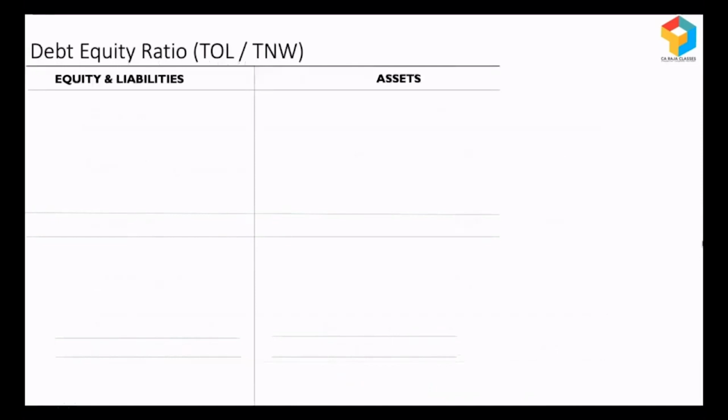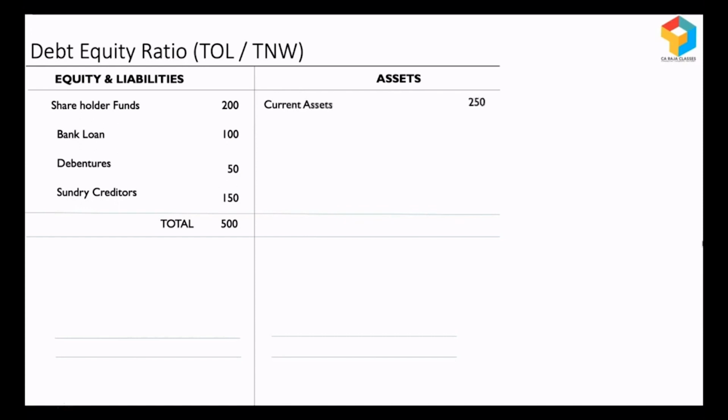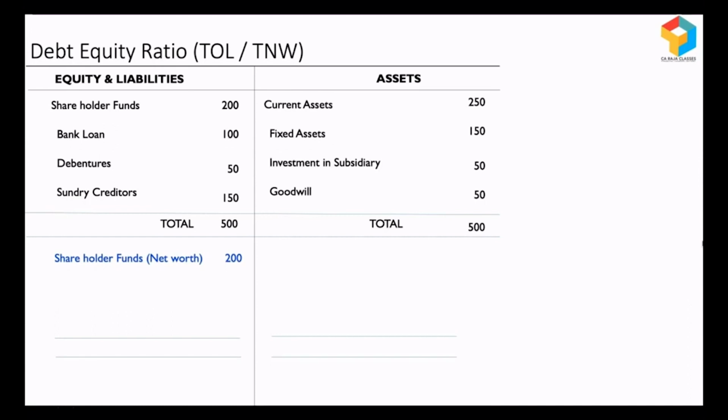So this is one sample balance sheet I'm using. Look, there are shareholder funds 200, bank loan 100, debentures 50, sundry creditors 150, so total is 500. And on the asset side you have current assets 250, fixed assets 150, investment in subsidiary 50, goodwill 50, so total is 500. Now with this balance sheet, let's first calculate our debt equity in the normal way, like what we did earlier. We have to find out what are shareholders funds, and in this case it is pretty straightforward, 200.